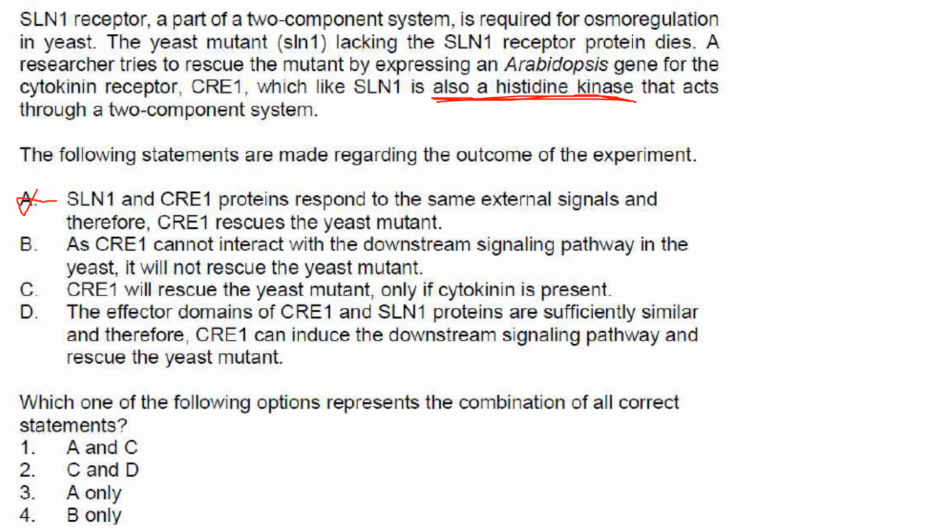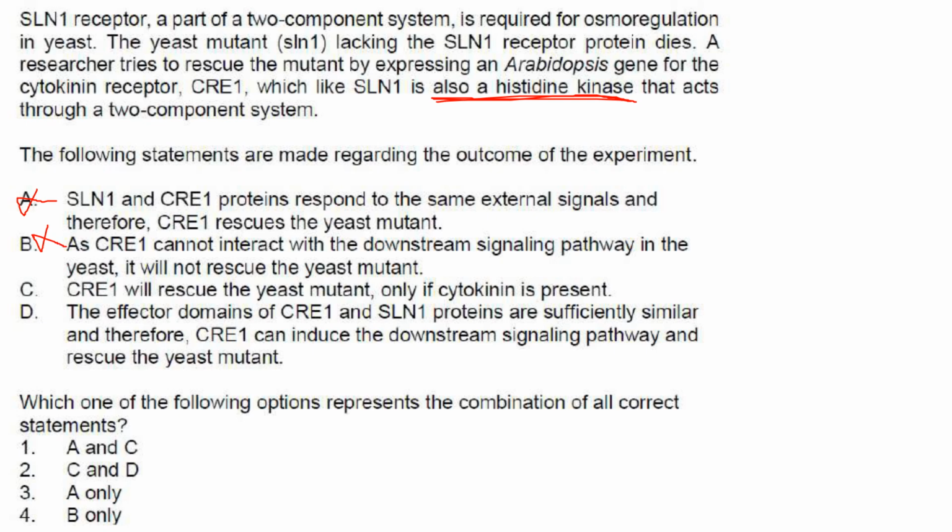Now it could be possible for CRE1 to rescue the mutant if the domains are compatible. If the intracellular domains are compatible, not the extracellular. Extracellular domains are where your ligand will bind to the receptor. But if the intracellular domains, which stimulate the downstream signaling, are similar, then they can rescue the yeast mutant. But here they say it cannot rescue the yeast mutant, so B is incorrect.